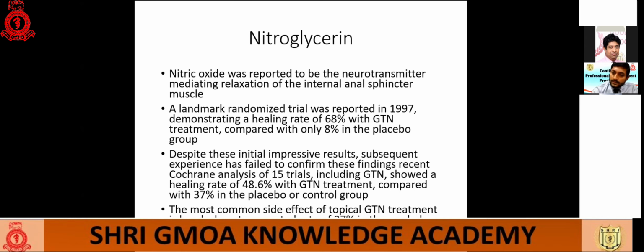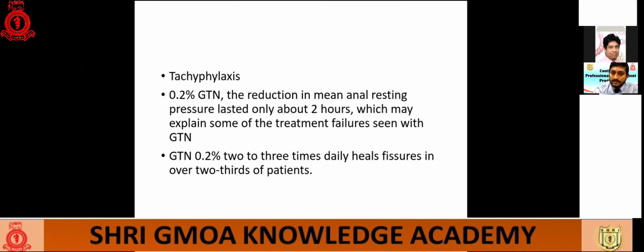Anyway, topical GTN should be used as a first line. After dietary modification, you can use GTN as a first line treatment. But the problem with local GTN application is that patients tend to get a headache, though it's a tolerable headache. About 60 to 70% of patients can get headache. Also, with time, if you use long-term GTN, they get tachyphylaxis, and the desired effect is not there. GTN has a high failure rate mainly because it causes internal sphincter relaxation, but it doesn't last long. It lasts only for 2 hours. That is why GTN tends to fail in some instances of managing fissures.